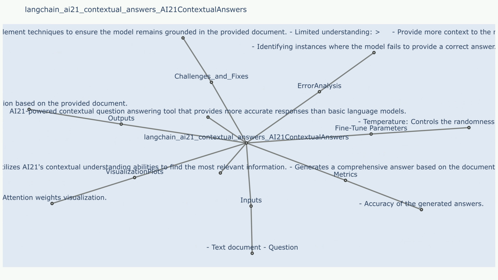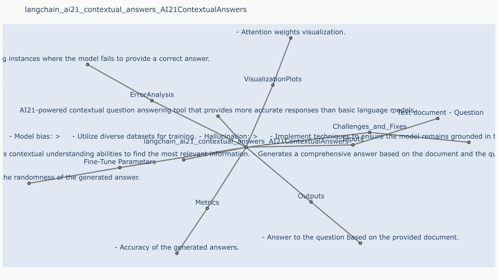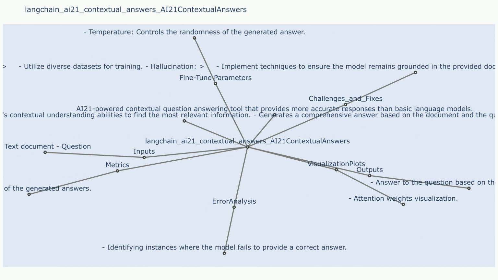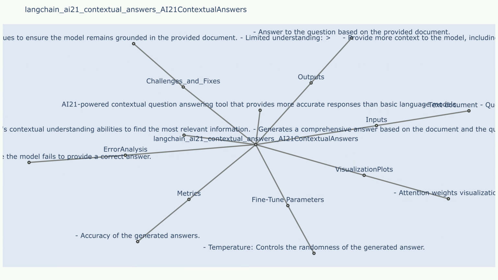Visualization plots. None. Fine-tune parameters. None. Uncertainty methods. Confidence score: this provides a measure of the model's certainty about the extracted answer. Challenges and fixes. Challenge 1: ambiguity in the question. When the question is vague or can have multiple interpretations, the model might return an answer that is not entirely relevant.